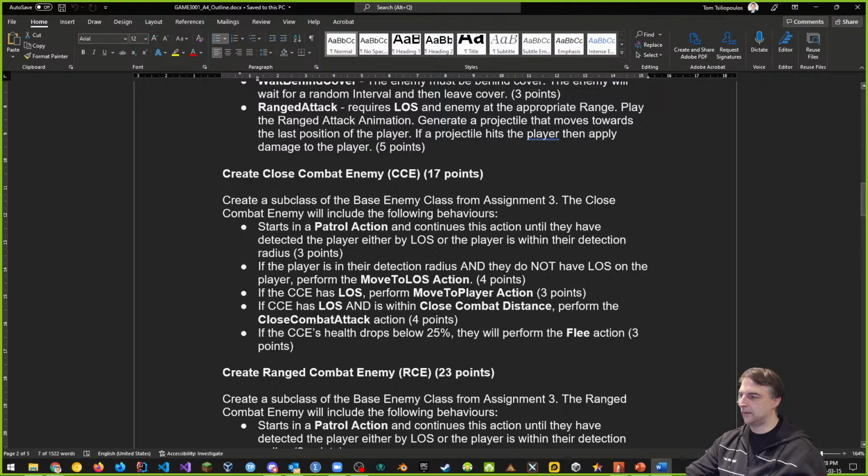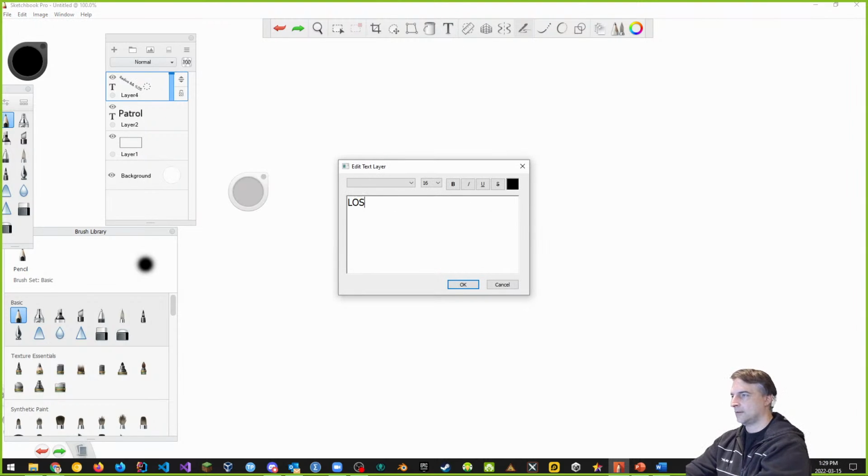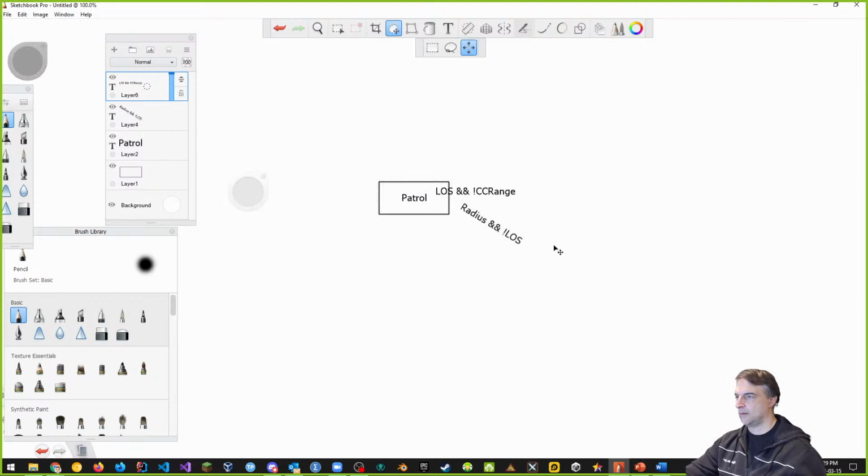Okay, and if they have line of sight and are within close combat distance, so line of sight only, but far away. So this is what that would be. So line of sight, but not close, not in close combat range. That is one. That's a condition. Okay. And what's the other one?